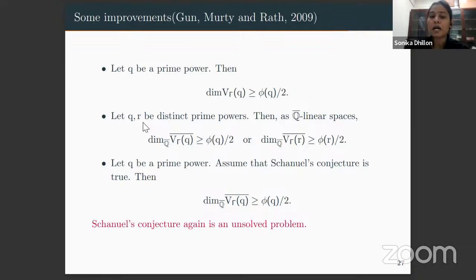Now, what happens if q and r are not distinct prime powers, like maybe the same prime with distinct powers? In that case, they have assumed Schanuel's conjecture, and they proved that under the assumption of Schanuel's conjecture, the dimension of this vector space over the field of algebraic numbers is at least phi(q)/2. Note that even after the assumption of Schanuel's conjecture, we have come to phi(q)/2, not the whole dimension, in the sense that we have not proved that the conjecture will be true. Another thing is that they have used Schanuel's conjecture, which we know is a very far-reaching problem.